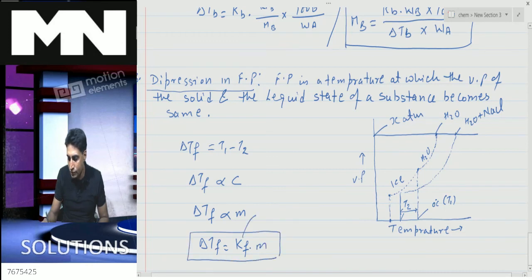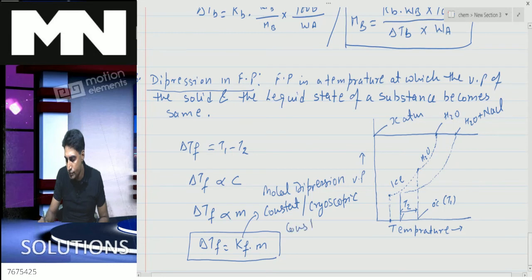where Kf is known as molal depression constant or cryoscopic constant. You have to remember that its value for water is fixed, that is 1.86. This is the value of Kf for water.